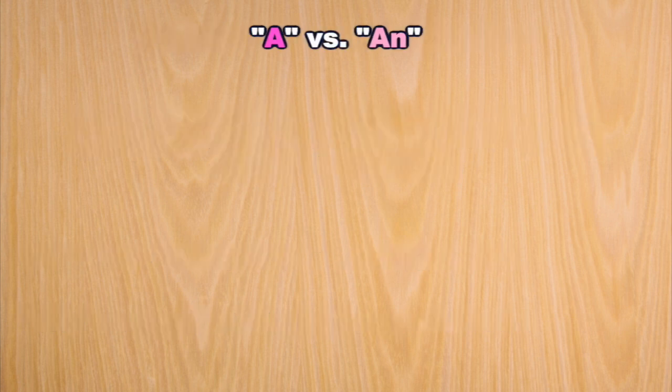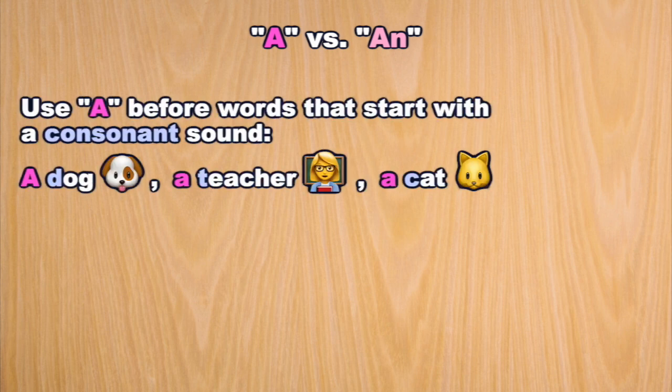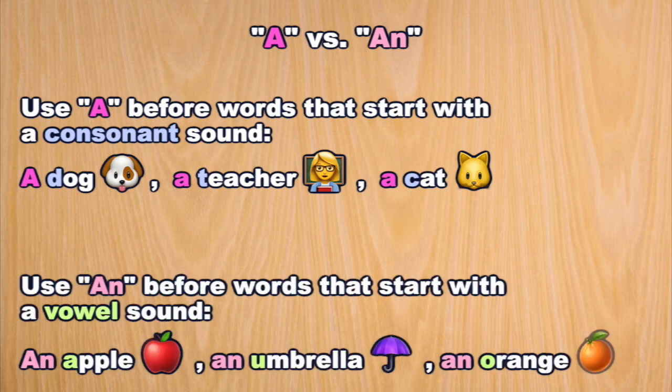The difference between a and an. Use a before words that start with a consonant sound: a dog, a teacher, a cat. Use an before words that start with a vowel sound: an apple, an umbrella, an orange.